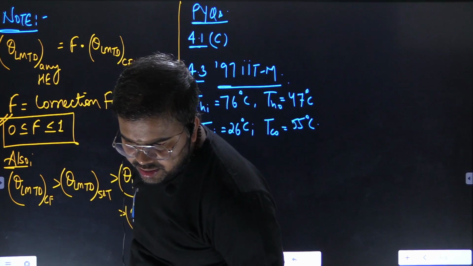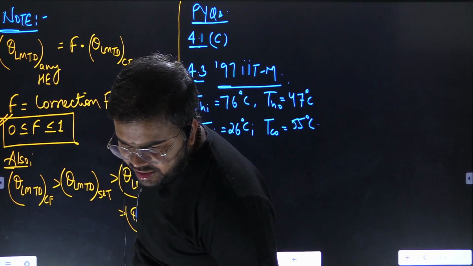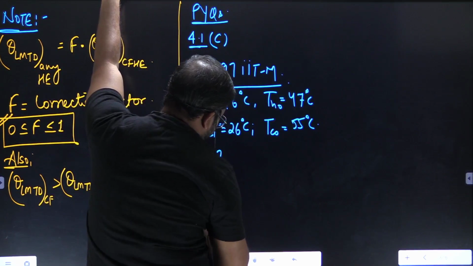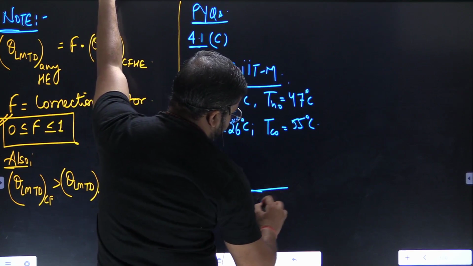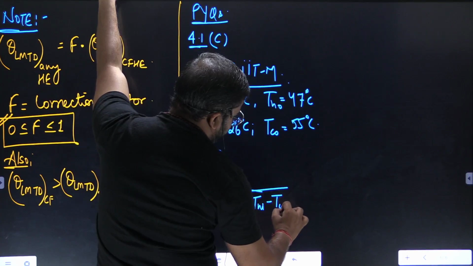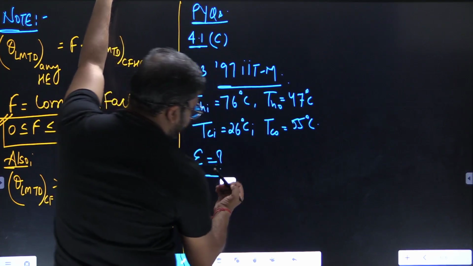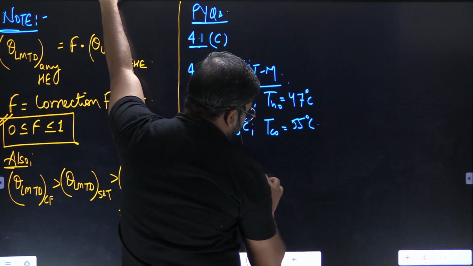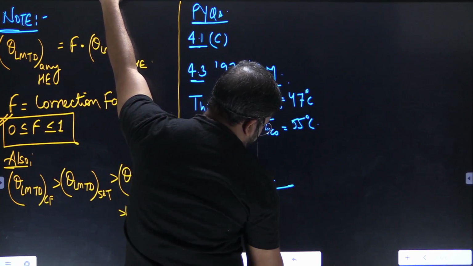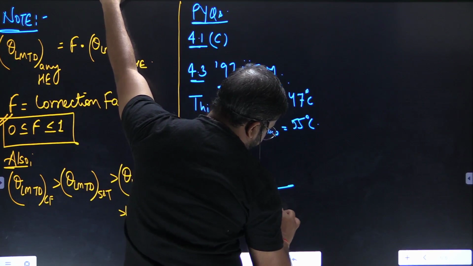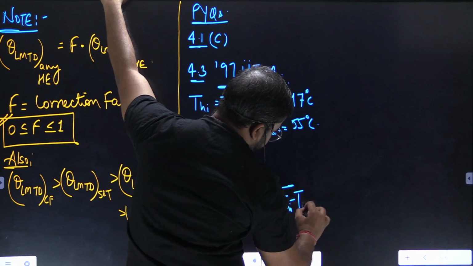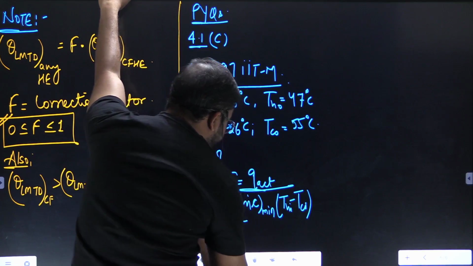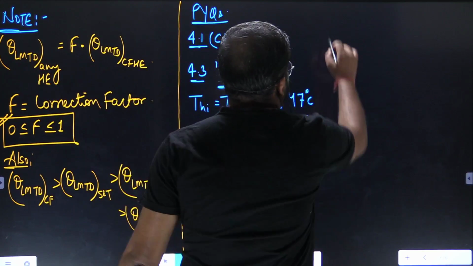Okay. What is the effectiveness? Simple. Upsilon equals to what? Upsilon equals to THI minus THO over THI minus TCI. But you don't know about the M dot C, because upsilon is written as Q actual upon M dot into C minimum into THI minus TCI. So about this, we have no information in the question, but we know this.